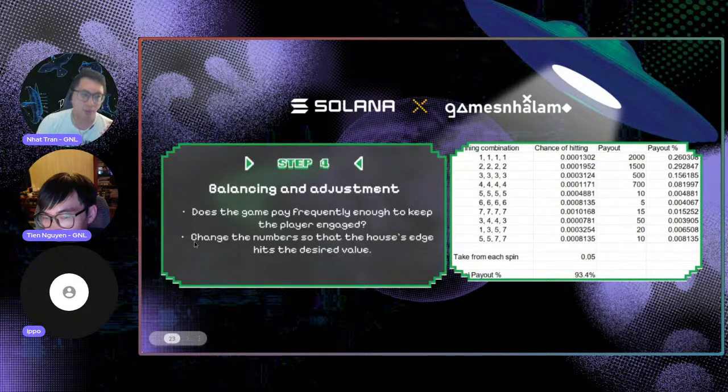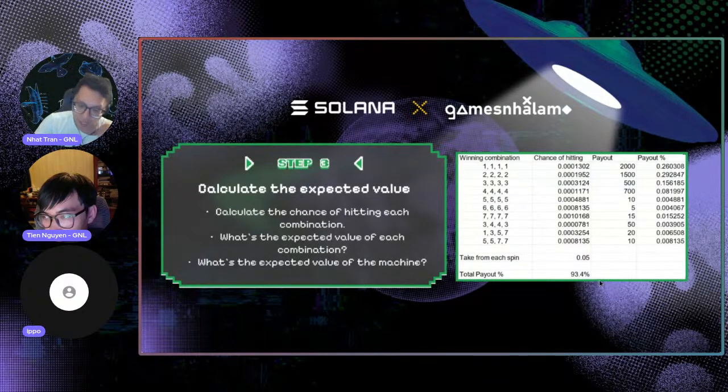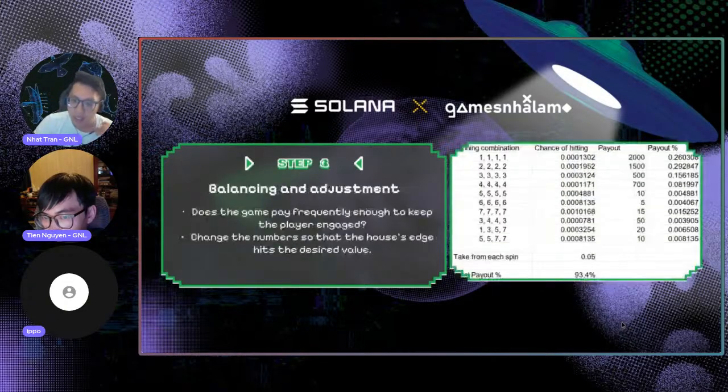And the last part is that you can change the numbers so that the house edge hits the desired value. In this case, the total payout percentage is 93.4%, so the house edge will be 6.6%, which is pretty high, to be honest. Normally, the house edge will be around 5% or less. And even with 5% or less, the house still makes tons of money because a lot of people play this kind of game. Each player can have normally something like 10 to 50 spins per person, so there are a lot of plays per machine.